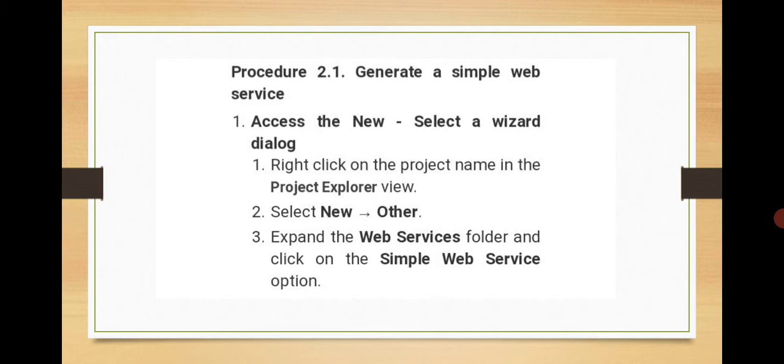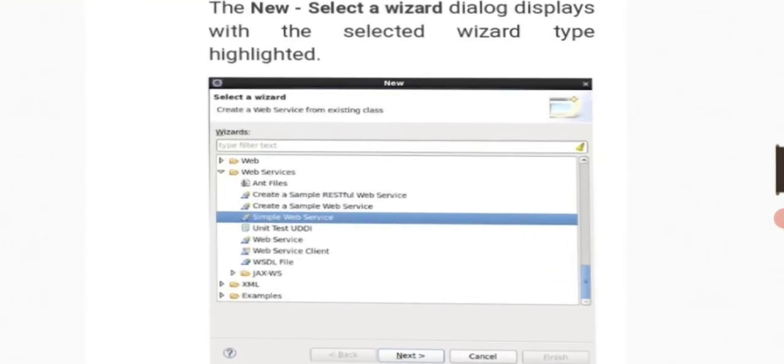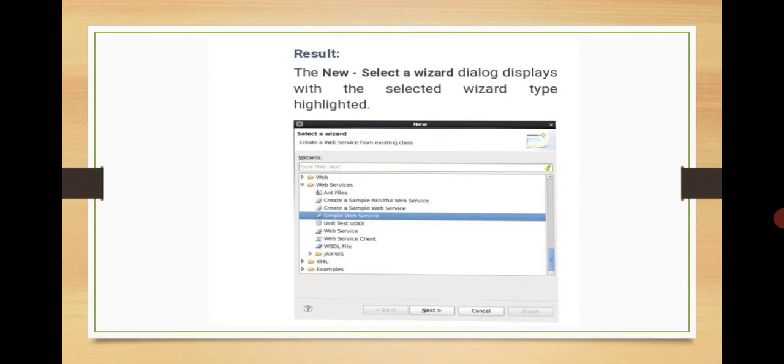Right click on the project name in the project explorer and select new folder and expand the web service folder. Click on the simple web service option, and the result is shown in the picture. Like that you will get the service page.